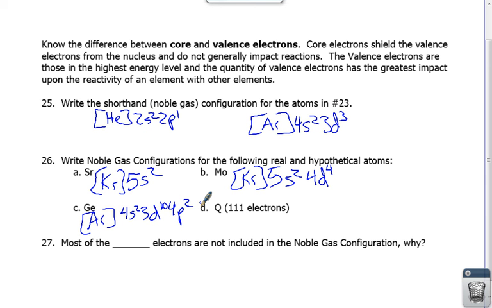Element 111 would be right underneath gold. So first say radon, and then 7s2. Time to go down to the 5f's. 5f14, 6d, not 10, 6d9 would be where it is.